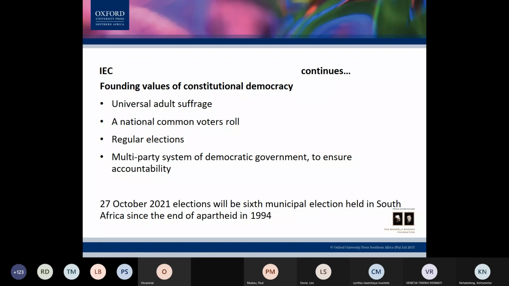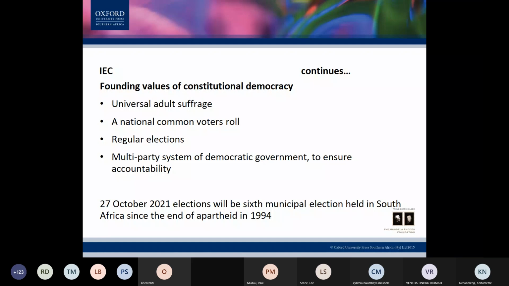And there has to be a national common voters roll where all people who registered to vote could be seen, identified in terms of their full names and the municipalities and the voting district which they belong to, so that it could be easy for a voter to locate their voting district and to participate in the democratic electoral processes. Then the other value is to ensure that there are regular elections. It is in relation to periodic elections in South Africa.